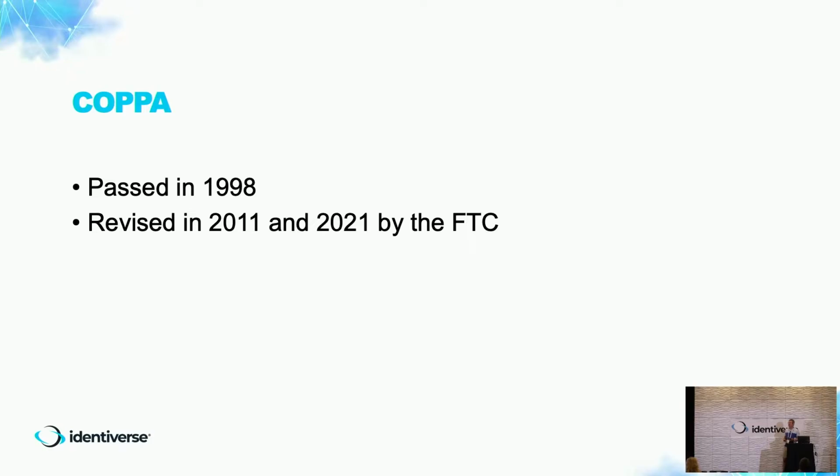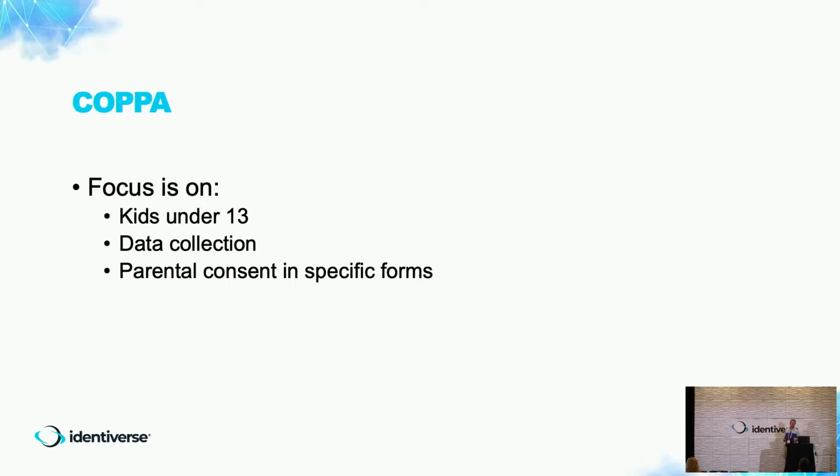It was passed in 1998, but the Congress delegated the rulemaking to the FTC, and it's been revised a couple of times. The focus for COPPA is kids under 13 and what data they can give and what parental consent needs to happen in order for organizations or companies to use that data.